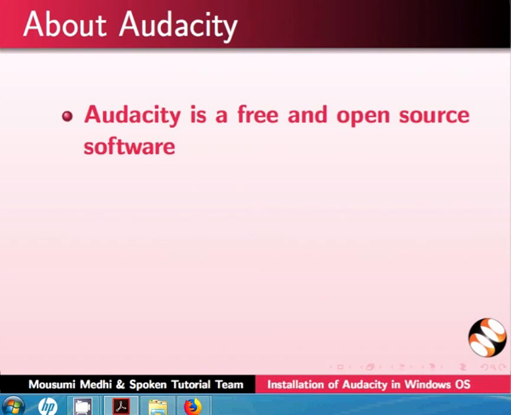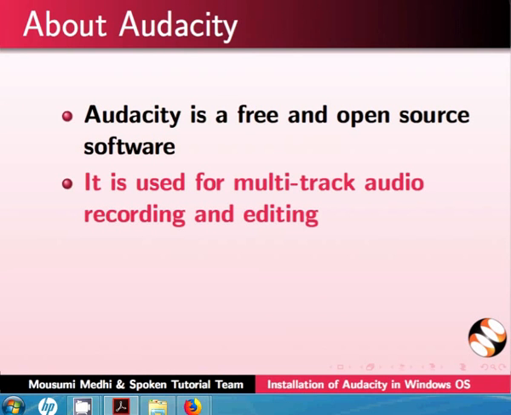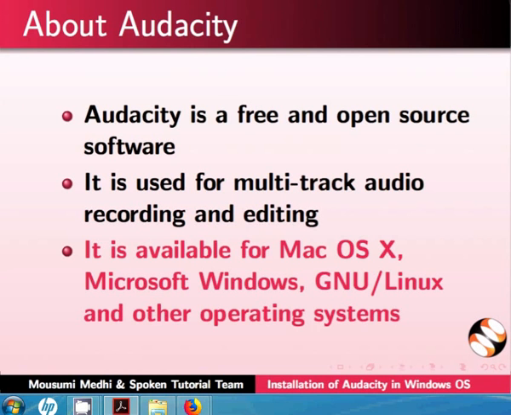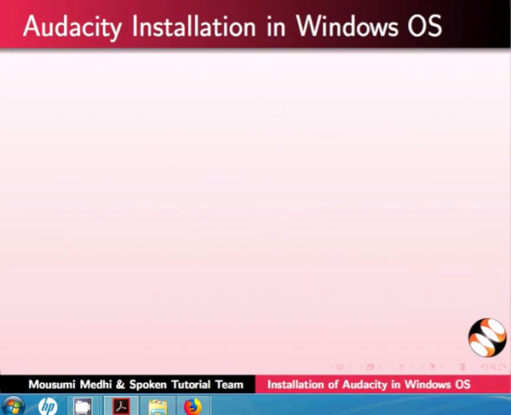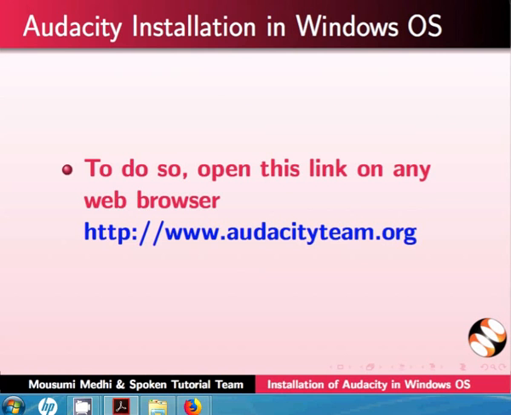Audacity is a free and open source software. It is used for multi-track audio recording and editing. It is available for Mac OS X, Microsoft Windows, GNU Linux and other operating systems. Now, let us learn how to install Audacity in Windows OS. To do so, open this link on any web browser.